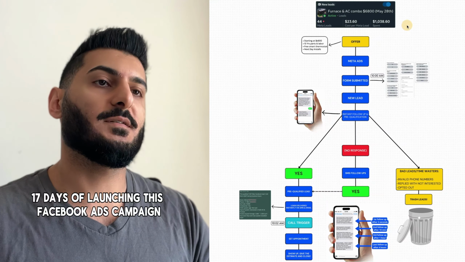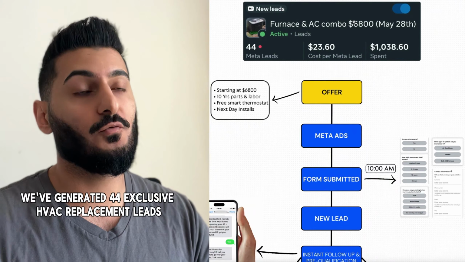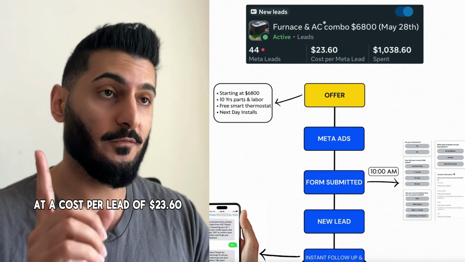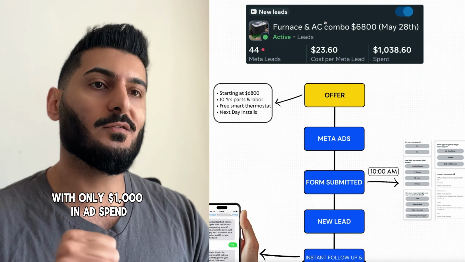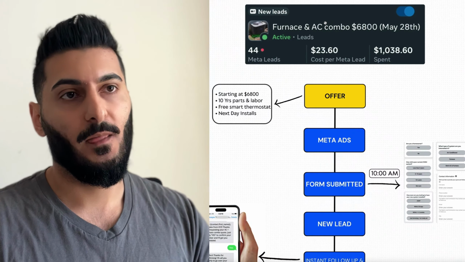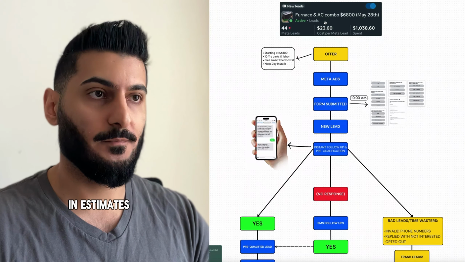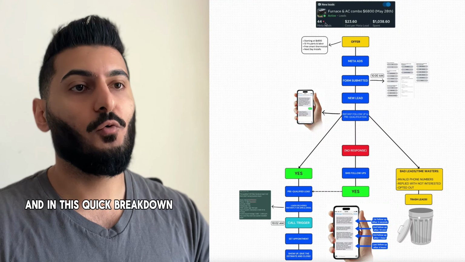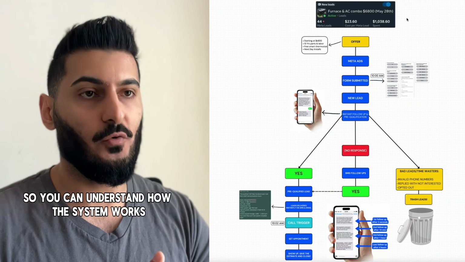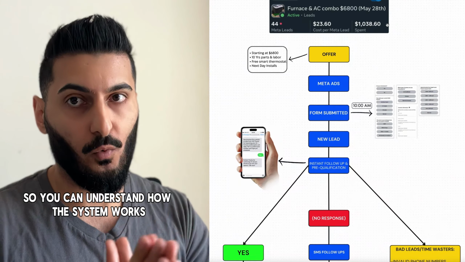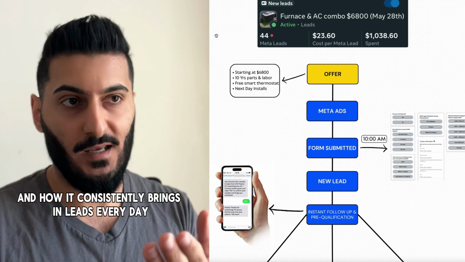All right, within the first 17 days of launching this Facebook ads campaign, we've generated 44 exclusive HVAC replacement leads at a cost per lead of $23.71, with only $1,000 in ad spend. And our client has already sent out over $84,000 in estimates. In this quick breakdown, I'm going to walk you through the exact lead generation funnel that we use, so you can understand how the system works and how it consistently brings in leads every day.